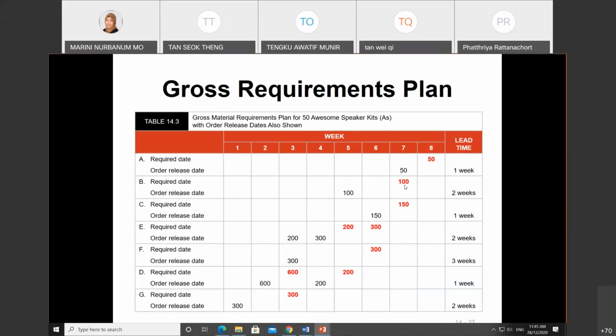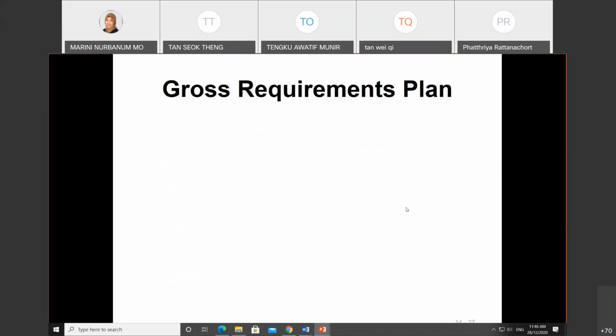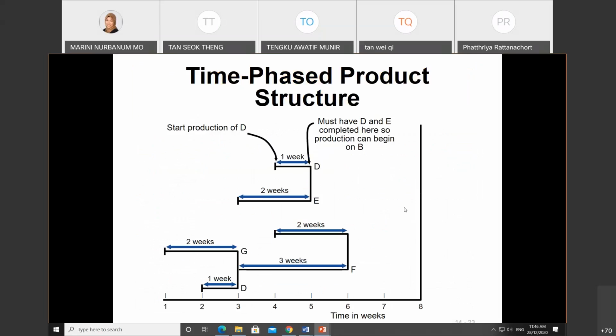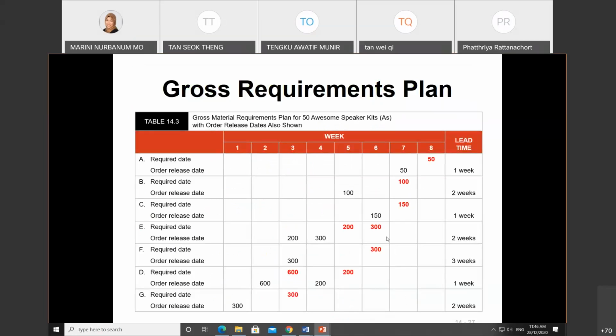But why did you put it in week 7? Because you refer to the time phase product structure just now. It was needed in week 7. This B and C. Okay, so that's why this time phase product structure is important. So can you see B, C, you look below, it's in week 7. Okay? Can? Okay. So 150. So again, there are 2 E's. So you look at your product structure.